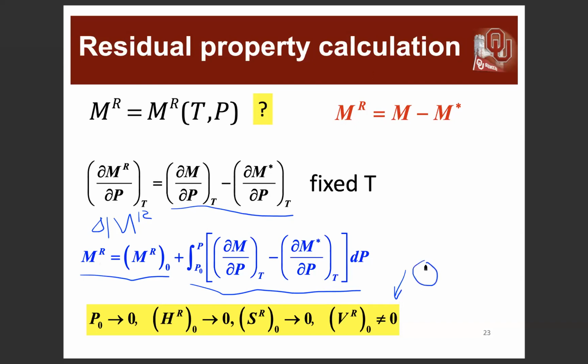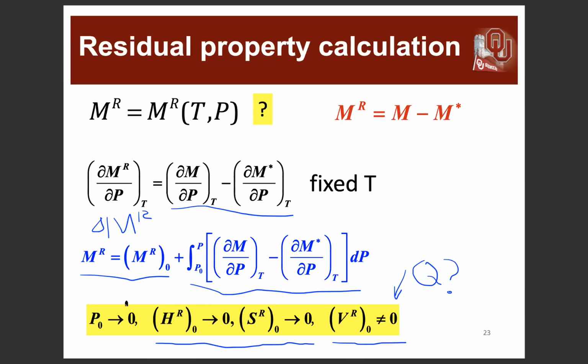So that is a question for the class. I was saying that when P naught goes to 0, then at that P naught condition, H^R and S^R would be 0, but V^R is not 0.